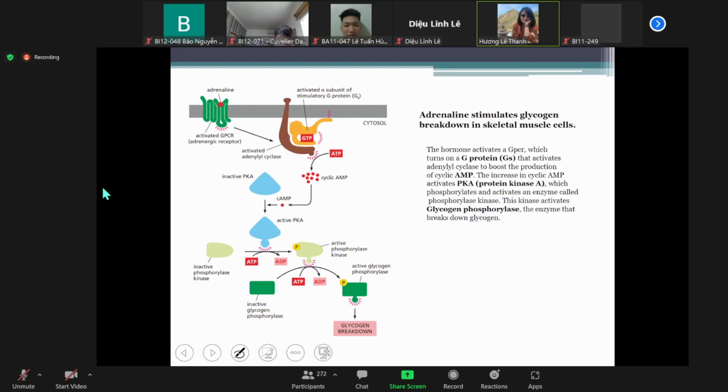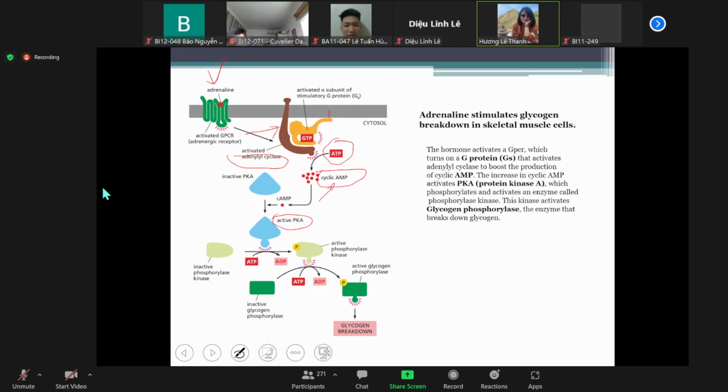Adrenaline here will activate the GPCR, that's the adrenergic receptor. They activate the receptor. The receptor will activate the adenylate cyclase here. They activate another type of protein, very important to the second messenger. And by the help of one ATP, they will convert one ATP into cyclic AMP. This cyclic AMP will go to activate one protein we call PKA. This is the kinase protein.